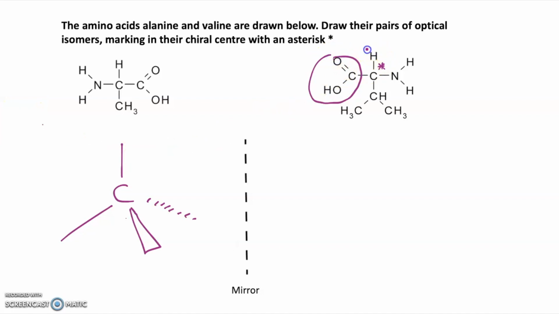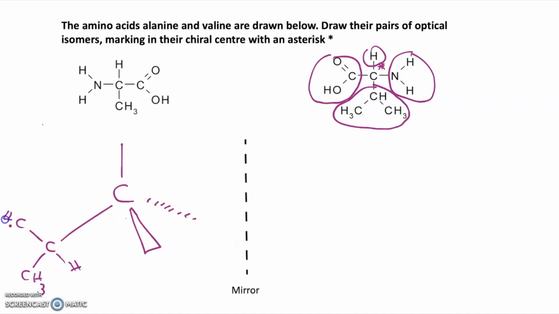So here we have a C double bond OH, a H, an NH2, and a CH3, CH, CH3. And these are going to be put onto the tetrahedral. So I'm going to put in the CH, CH3, CH3. I'm going to put it there, and then I'm going to put the other groups around the tetrahedral. So I'm going to put a C double bond OH, and then an NH2 and a hydrogen.